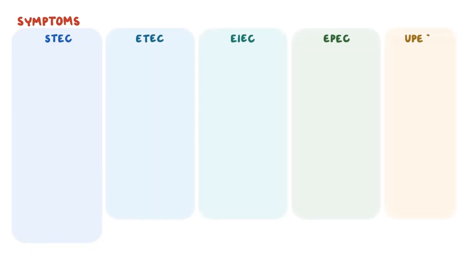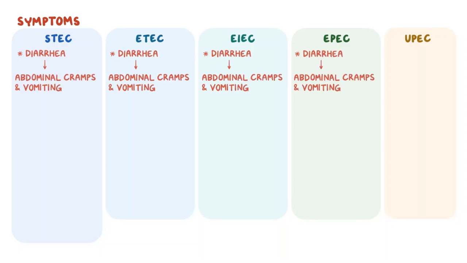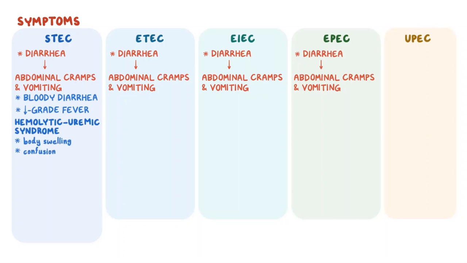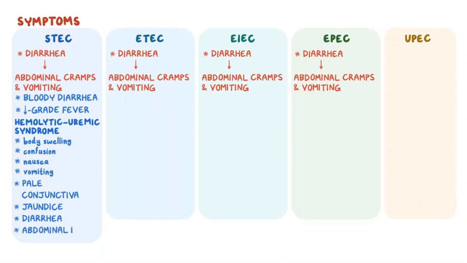Symptoms depend on the disease and the infecting pathotype. So right off the bat, all pathotypes except for UPEC cause diarrhea and are associated with abdominal cramps and vomiting. With STEC, there's bloody diarrhea, and there may be a low-grade fever. If things progress to hemolytic uremic syndrome, there may be body swelling, confusion, nausea, and vomiting. In addition to that, there can be paleness of the eyes conjunctiva due to anemia, jaundice that results from buildup of bilirubin that result from hemolysis, diarrhea, and abdominal pain.